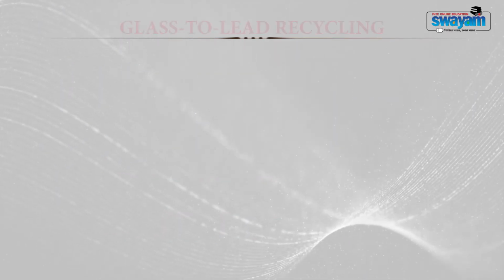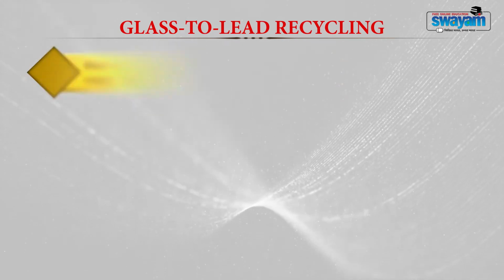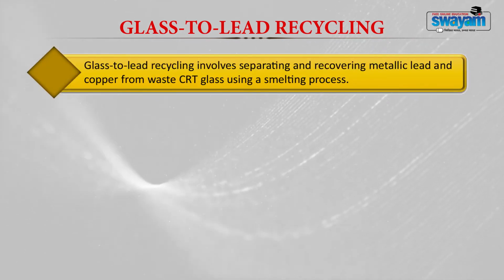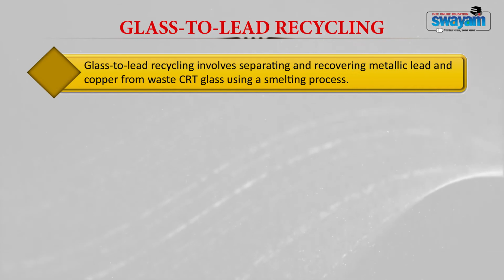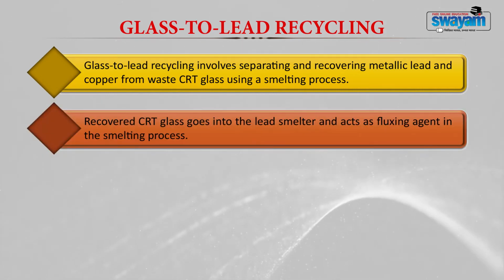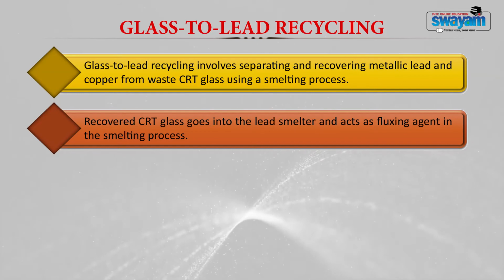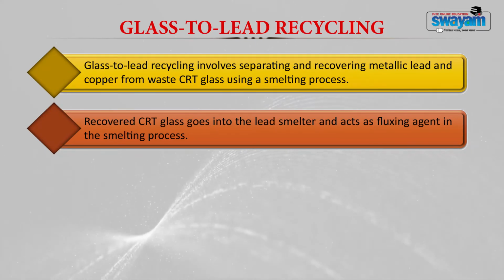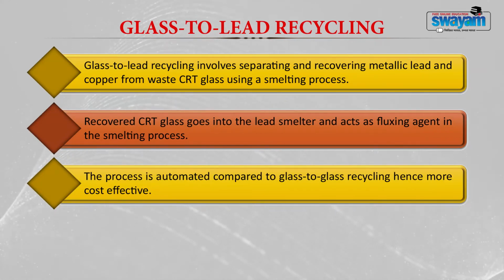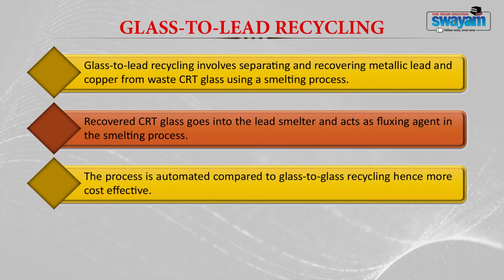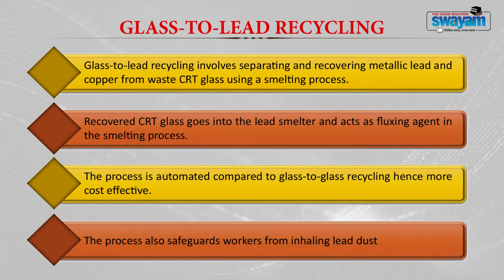Now, the second type is glass to lead recycling. It involves separating and recovering metallic lead and copper from waste CRT glass using a smelting process. The recovered CRT glass then goes into lead smelters and acts as a fluxing agent during the smelting process. The process is automated, and when compared to glass to glass recycling, it is more cost effective. The process also safeguards workers from inhaling lead that is generated during the process.